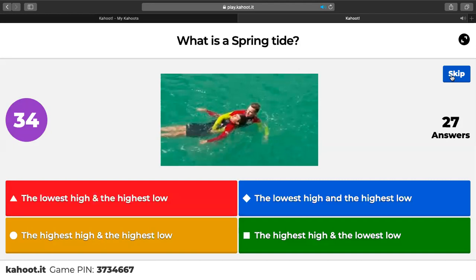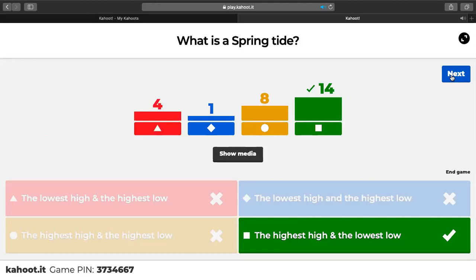I think everybody has answered now. Wow, 14 people got that right. That's good. It's quite a tricky question. So remember that a spring tide is when it comes in the most, so you have the highest high, and it goes out the most, so you have the lowest low. So spring tide is the highest high and the lowest low.